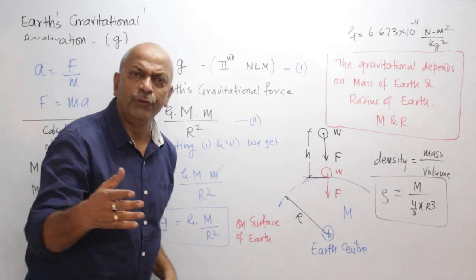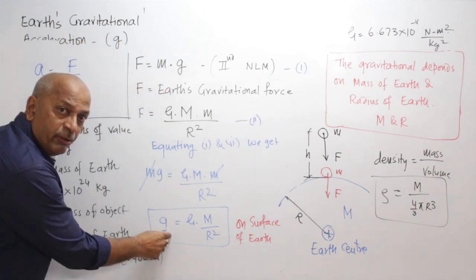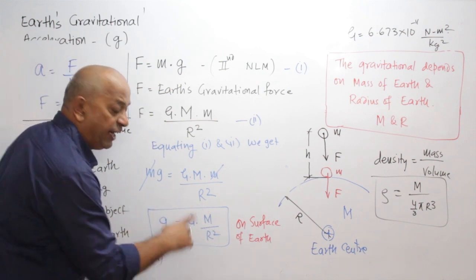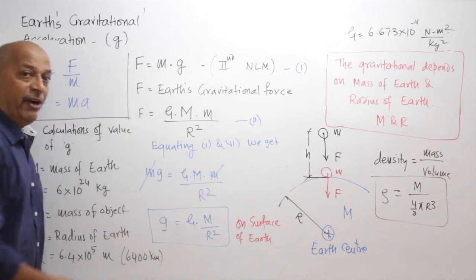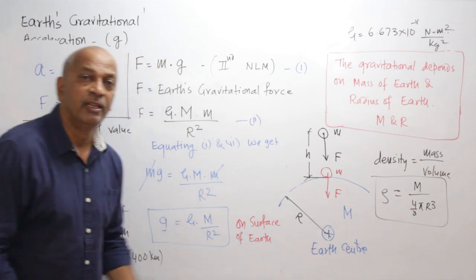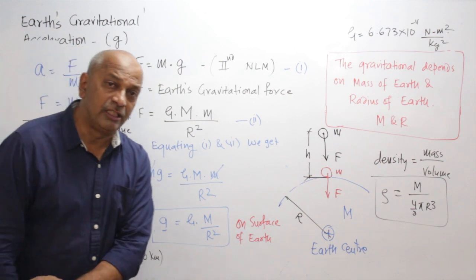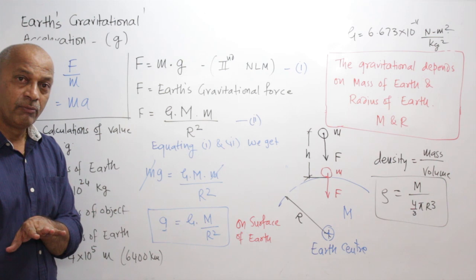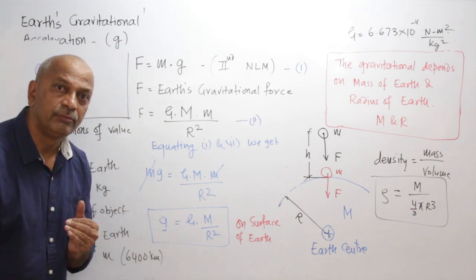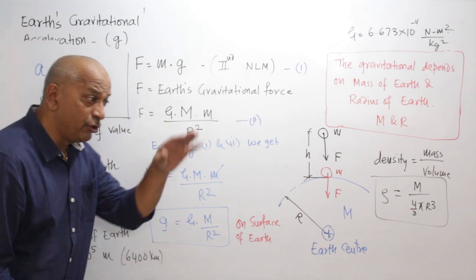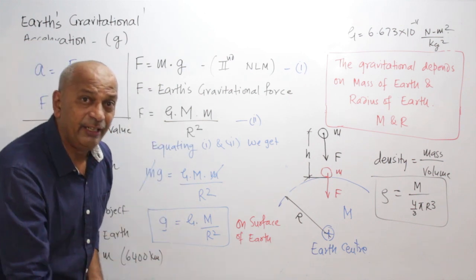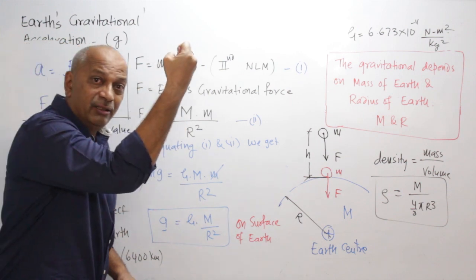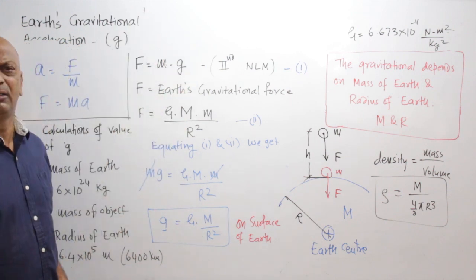If you go to the moon, will this value change? Yes, because the mass of the moon will be different. The radius of the moon will be different. So the gravitational acceleration of the moon will be different, and that is 1/6 of Earth. We'll study that later, but just for information, it is 1/6 of Earth. If the gravitational acceleration is low, the force applied by the planet will be low. More the g, more the force it will attract.